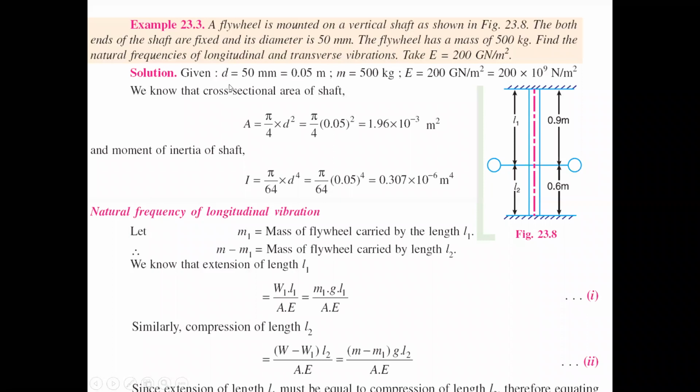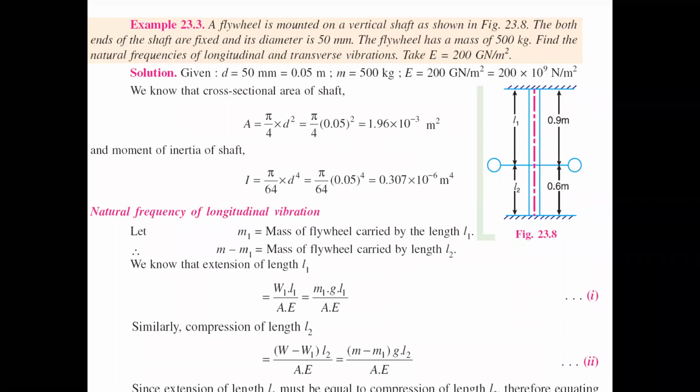So now just write the given values. Small d equals 50 mm, and small m value is 500 kg, the flywheel mass. The Young's modulus value is 200 giganewton per meter square, which is converted into newton per meter square. That is 200 into 10 power 9 newton per meter square.